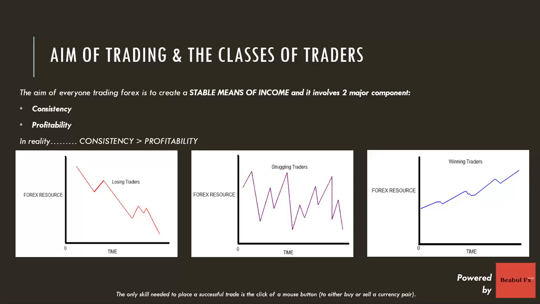We don't trade Forex because we're trying to gamble. We don't trade Forex because we're trying to win the lottery. You understand? So when we look at our aim for trading Forex, we have two key components. One, consistency. Two, profitability. One, consistency in the sense that it has to be stable over a period of time. Two, profitability in the sense that we need to make some returns on our investments.